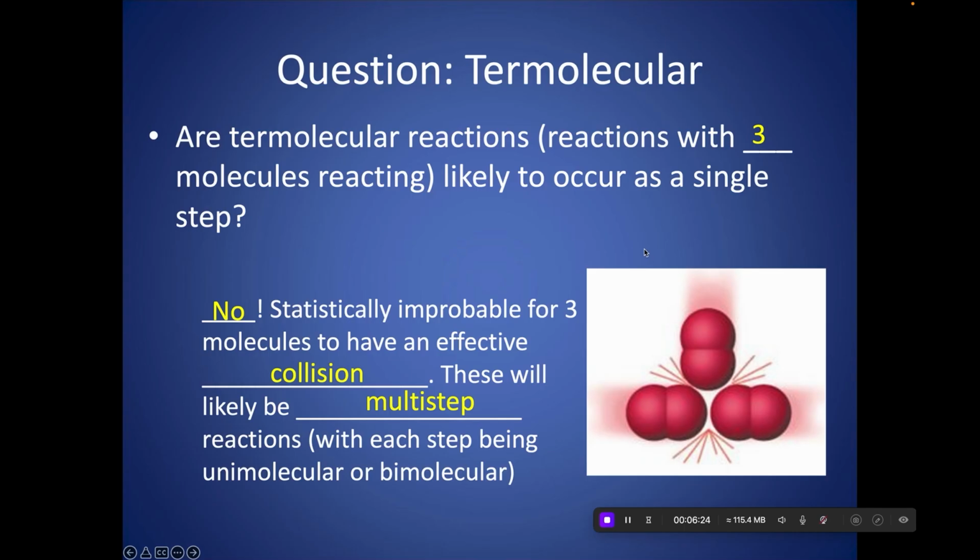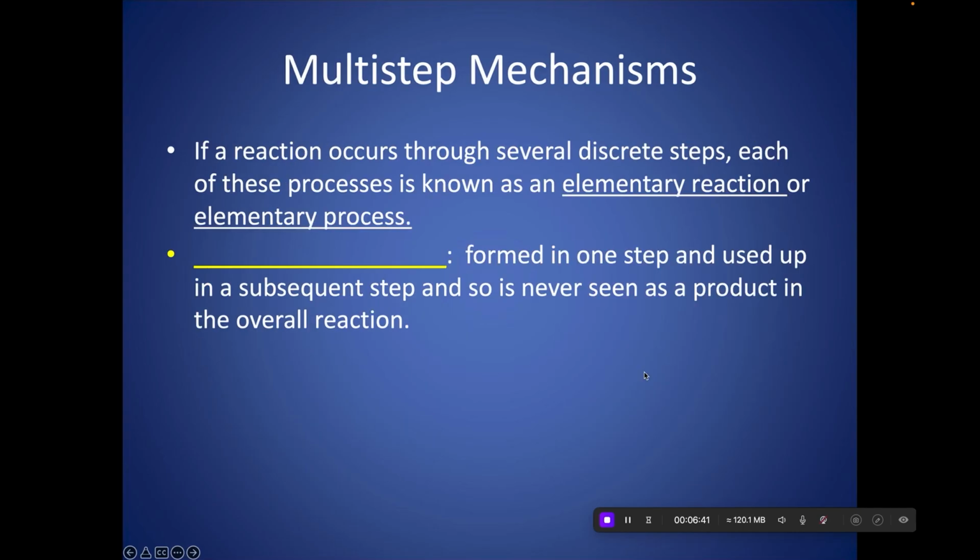So if you see a reaction that has three or more molecules reacting, it's likely not going to happen all in one step. It's likely you're going to have multiple steps, with each step being maybe unimolecular or bimolecular, because it's a lot more likely for one or two molecules to collide than three with the perfect energy and orientation. So let's talk about multi-step reactions.